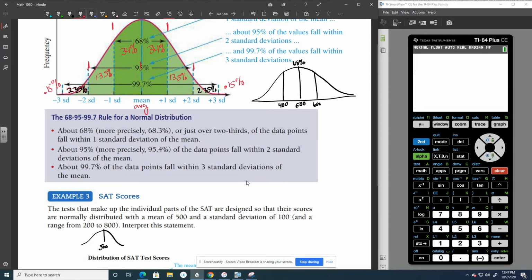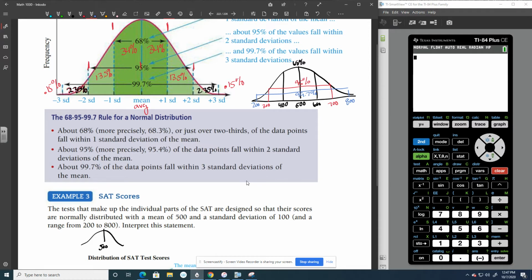Okay. But then if I go another standard deviation, now I'm at 700, and over here I'm at 300. So that means this is my 95% group. 95% of people score within 300 and 700. And then if I go 3 standard deviations out, if I go all the way out to my third, this is 800 and this is 200, and 99.7% are going to fit within those two values.